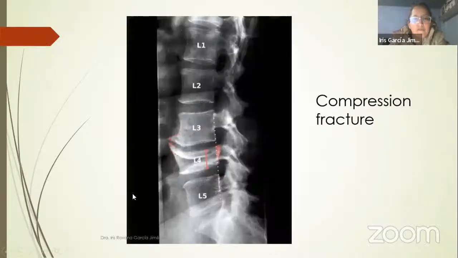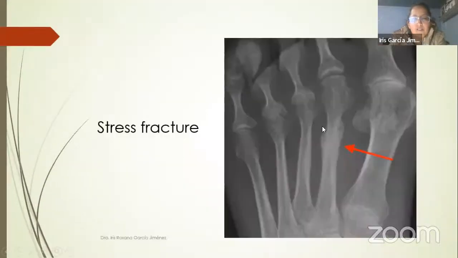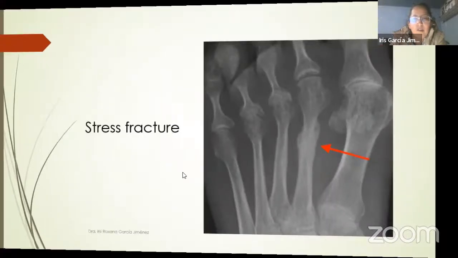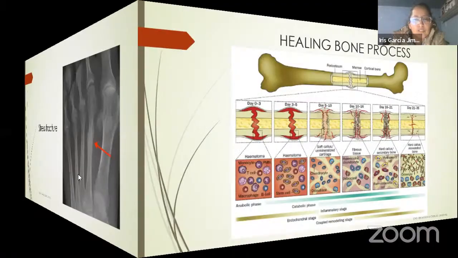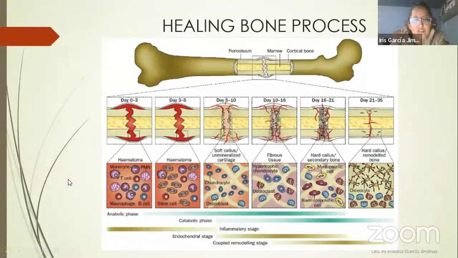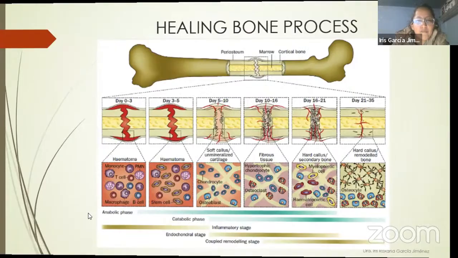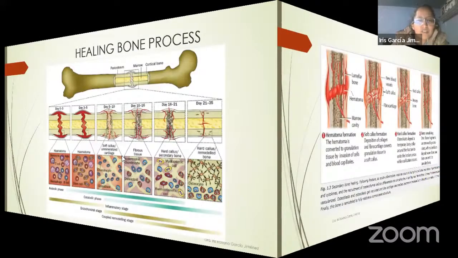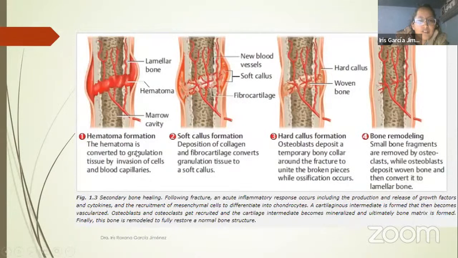We have the compression fracture. You can see the difference in these X-rays. We have the stress fracture, not very common to see at the beginning, but now you can see this. We have the healing bone process. Just for vocabulary, it's not going to be on the test, just for having the idea of what is happening with the bone while solving the situation. The process of healing, of getting better, I mean. And we have the explanation of this. The hematoma formation: the hematoma is converted to granulation tissue by invasion of cells and blood capillaries. We know all of this, right?